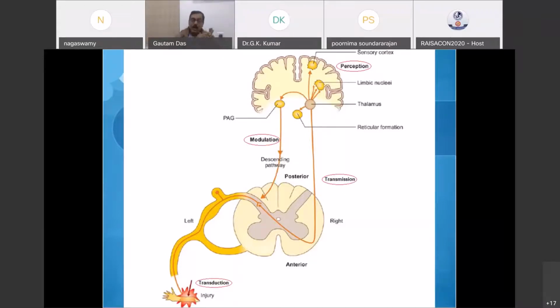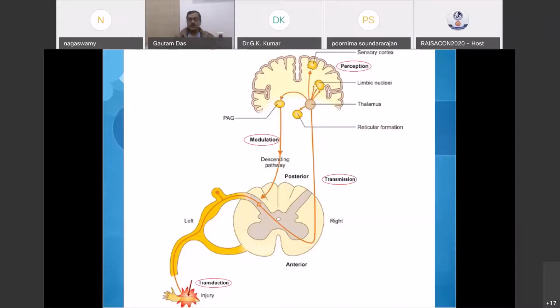But the other part, the opposite part, is called modulation. What is pain modulation? It is a natural suppression by the body. It is not a pathological condition. It is a feature of a normal healthy individual that whatever action potentials are generated and whatever pain we are feeling, the body tries to suppress it by its natural pain-suppressing mechanisms, and that is modulation.